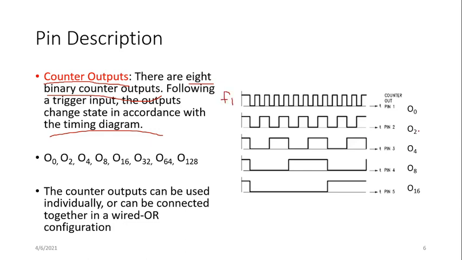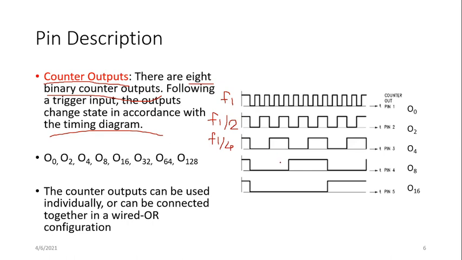Okay, and then if you see the output of O2, that is the second output of IC2240, it is generating the waveform which is exactly half of f1, f1 divided by 2. This is f1 divided by 2, that is O2. If you see O4, output 4, its time period is double of the previous. It means its frequency is half of the previous one. That is f1 by 2 divided by 2, or f1 divided by 4.